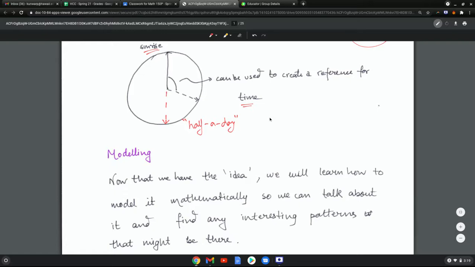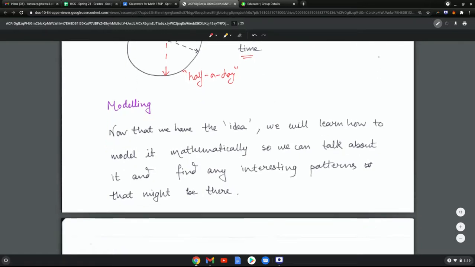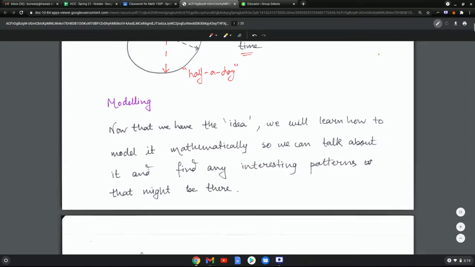Now that we have this idea of an angle, this is going to be a general structure throughout this course, where we talk about an idea and then we talk about how to model that idea mathematically. The reason we do that is so that we have something concrete to work with and we can find interesting patterns and results that may be there.